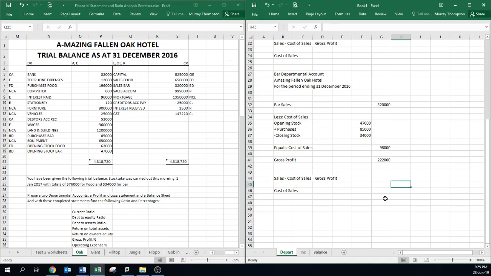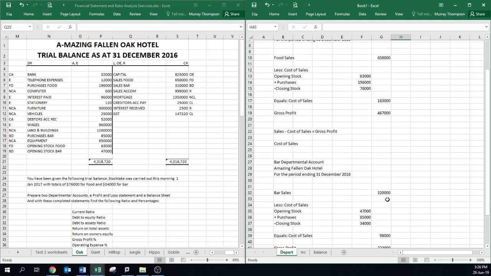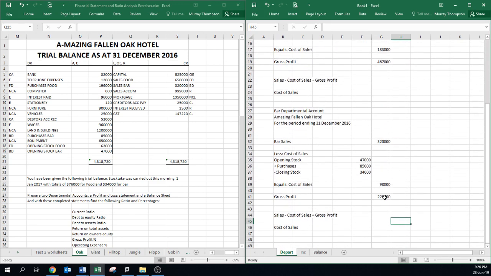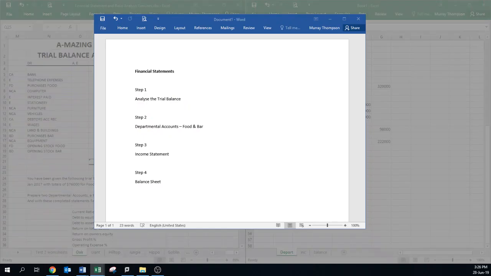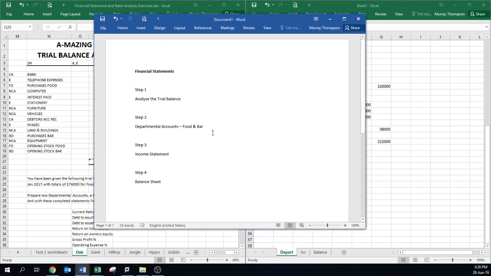So that is the departmental accounts. So you know you've done it right when you've got 2 departmental accounts and you've calculated the gross profit for each one. So just do remember these 2 formulas. You do need sales minus cost of sales is gross profit, and then how to make up cost of sales. Right, so that is step 2. Step 2 done, departmental accounts.